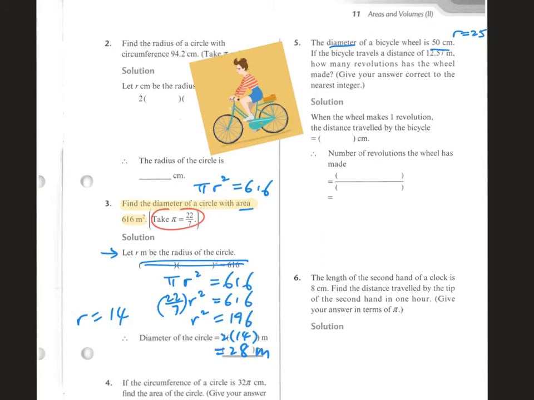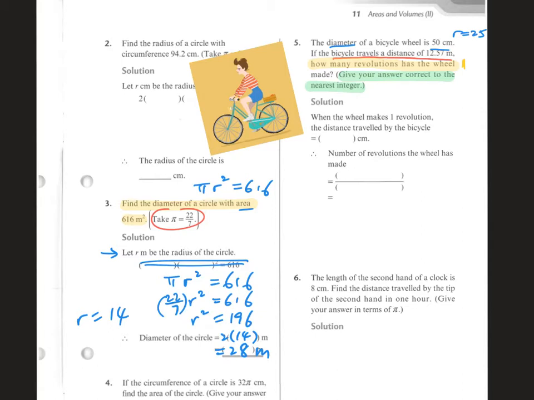And now the bicycle travels a distance of 12.57 meters, a very short distance, actually, if you are talking about riding a bicycle. But the problem is whether you understand the question: how many revolutions has the wheel made? And there's a requirement in the question: give your answer to the nearest integer. So let's go back to the question, the meaning of how many revolutions first.